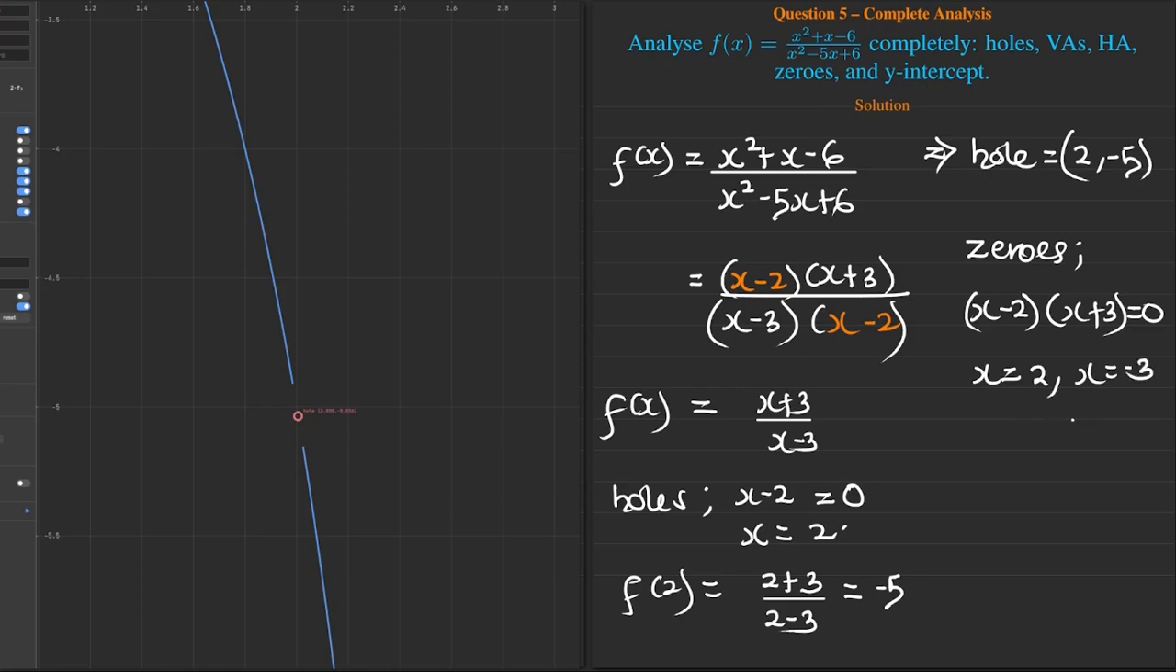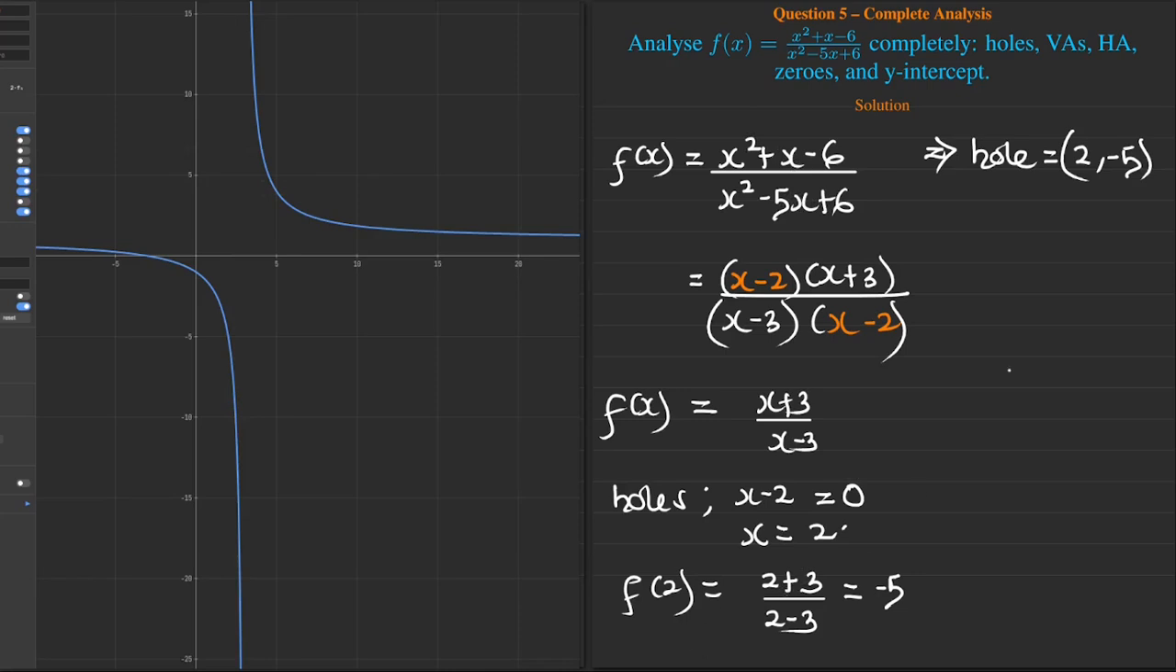These are the points on the graph where our function gives us what? 0. Now, to solve for the zeros, since our f of x is now equal to this here, x plus 3 over x minus 3, we use the numerator. So for the zeros of a rational function, the numerator has to be equal to 0. So that is to say x plus 3 equals 0.